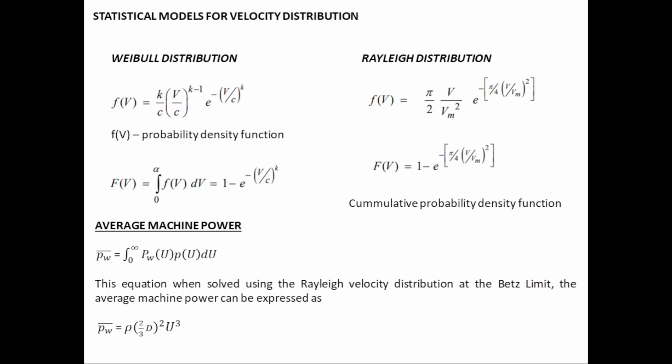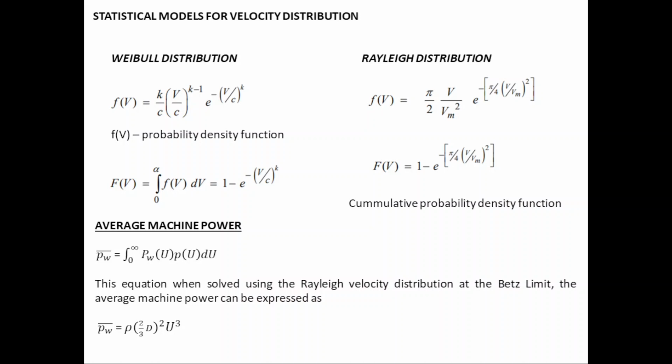So small f of v is your probability density function. What it gives is the fraction of time for which the wind speed is at a given velocity. So the wind is blowing at a particular velocity, let's say v naught. For what amount of time will this wind blow at a speed of v naught is given by your probability density function, and the cumulative one of that means the fraction of time that the wind velocity is equal or lower than your v naught.